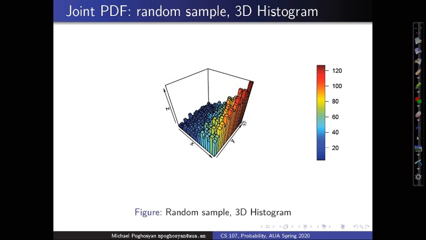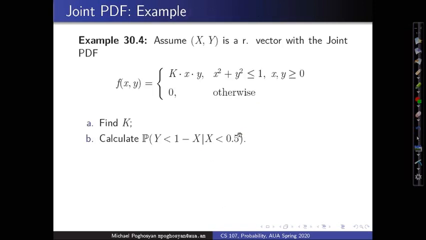So we have a lot of points in that small rectangle, many points here, but a small number of points in this region. So this 2D, or 3D, histogram gives an approximation for the shape of the joint PDF. Okay.